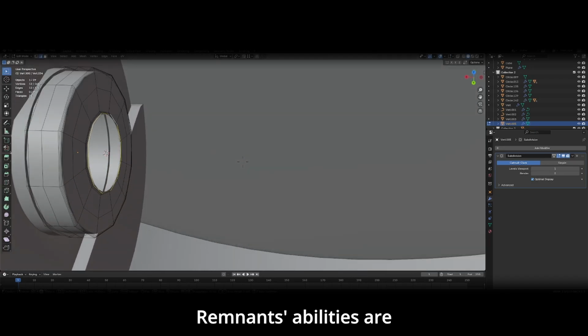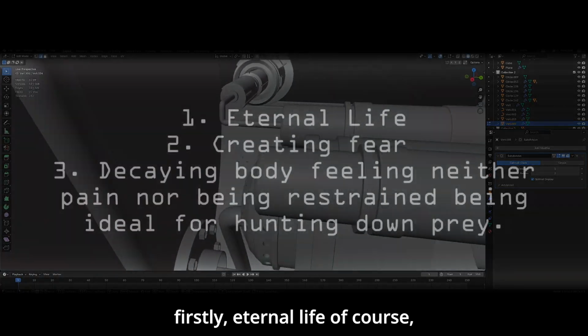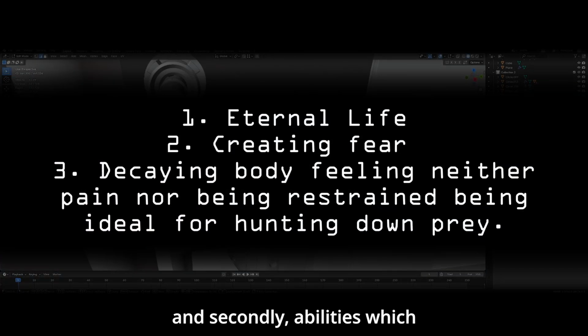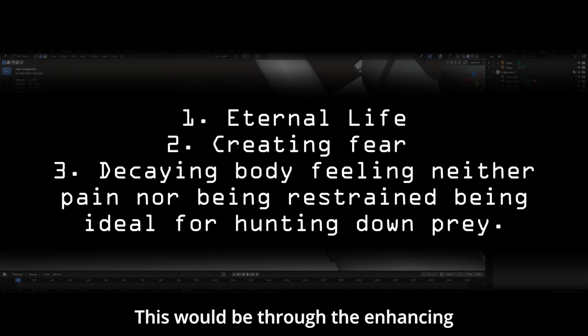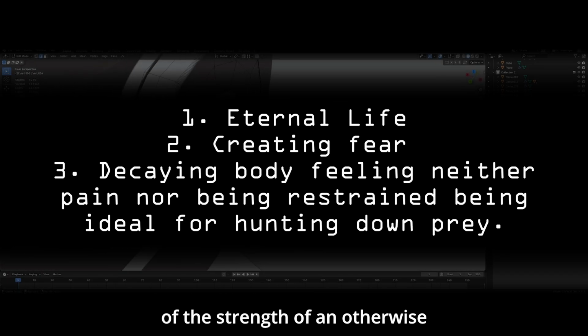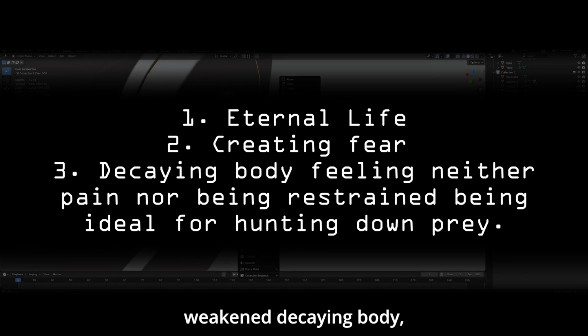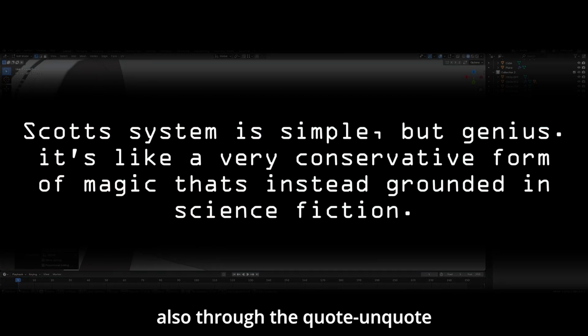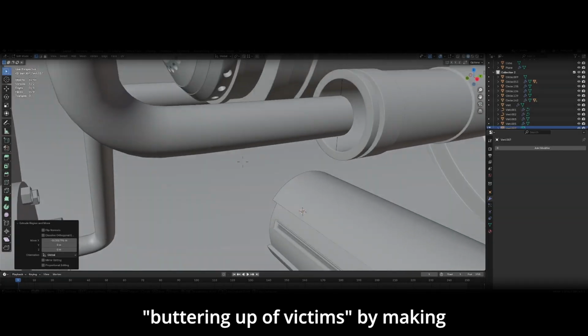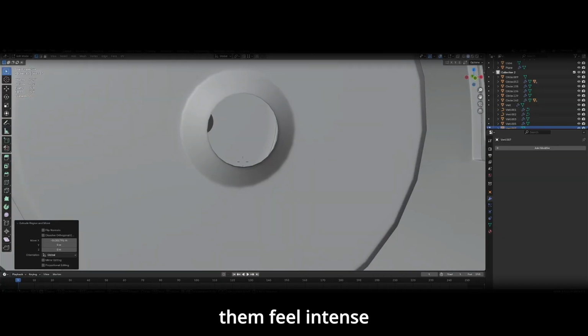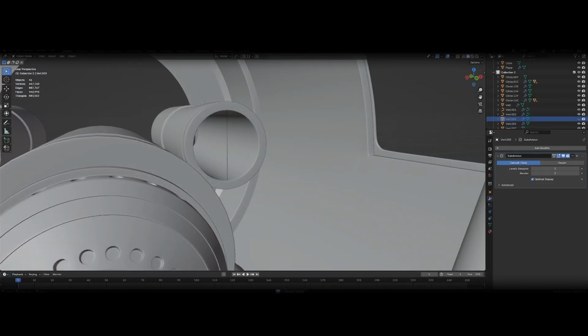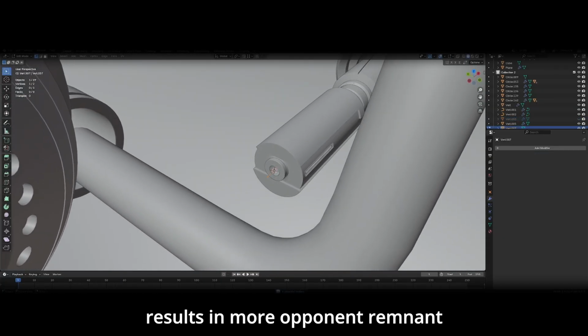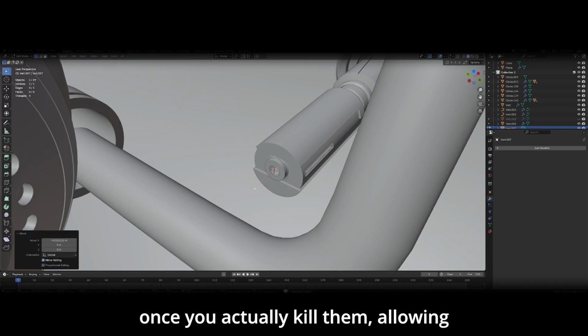The entirety of Remnant's abilities are, firstly, eternal life, of course, and secondly, abilities which assist in gaining more of it, more eternal life. This would be through the enhancing of the strength of an otherwise weak and decaying body, allowing one to kill in such a state, and also through the quote-unquote buttering up of victims by making them feel intense negative emotions before death, which results in more potent remnants which actually kill them, allowing obviously to live longer.